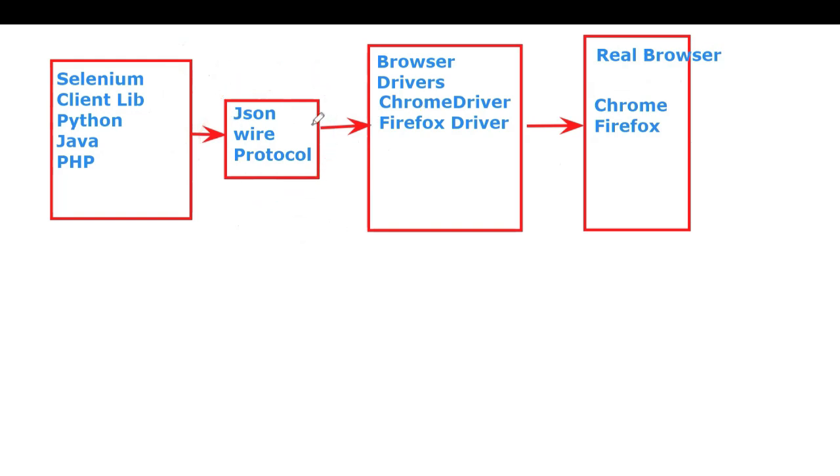Now the JSON wire protocol cannot directly talk to the browsers. In order to do so, we need an interface, we need third-party drivers to talk to browsers. For example, if I want to talk to Chrome, then I need ChromeDriver. If I want to talk to Firefox, I need Firefox driver. So we need drivers to talk to the browsers, and that's why the JSON wire protocol will talk to the browser drivers, which in return will talk to the browser and automate the browsers. So this is a simple architecture of Selenium WebDriver and this is how the interactions will happen.